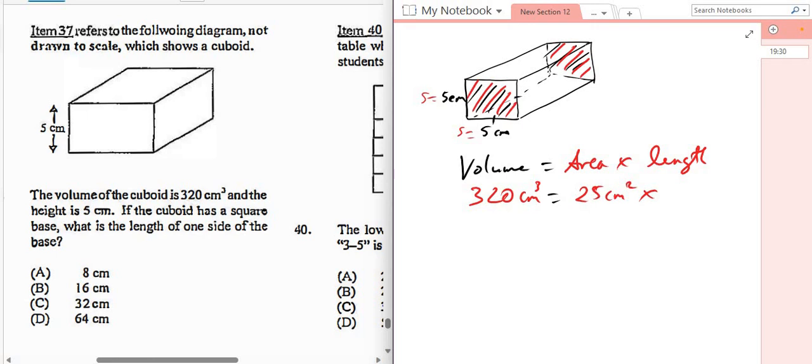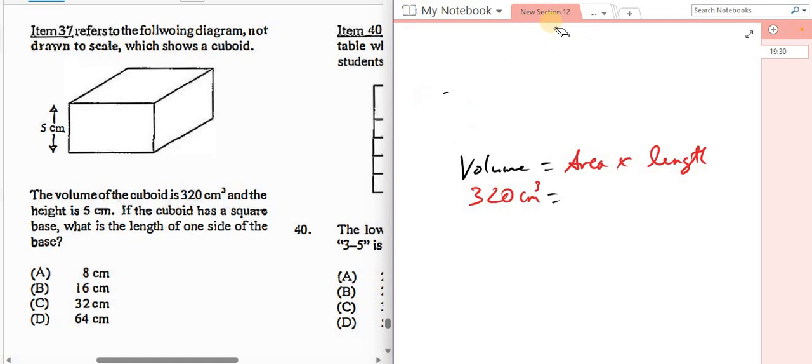I think I was reading this wrong. In fact, I don't even think I read it properly. The volume of the cuboid is 320 cubed, right? And the height is what? 5 centimeters. Okay, hold on. Okay, no, I'm seeing it. My drawing is probably not right. They're using the part where we can't see, the top or bottom, as the base. So I will have to do this over.